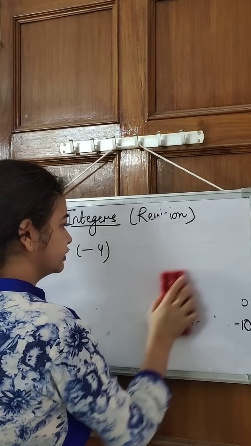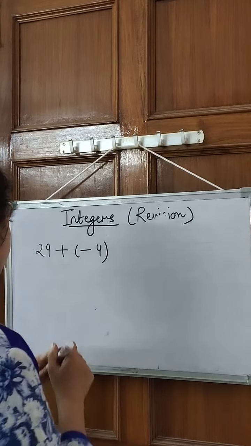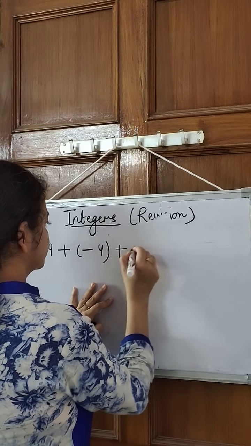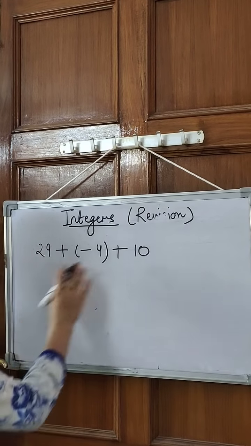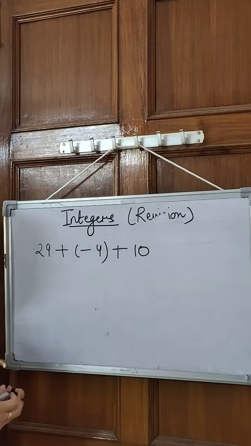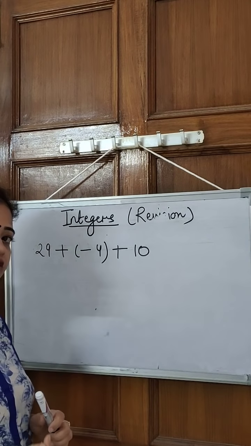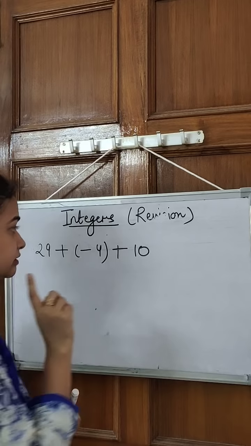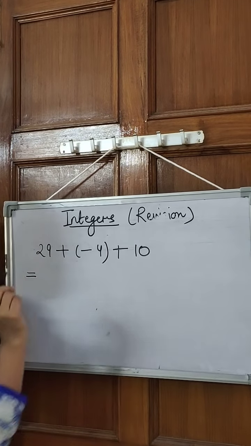Now in the same question, I add more than two numbers. Let's do this. I am adding 10. Now I have three numbers here, and along with it we have a bracket as well. So what is the first step? It is to solve the bracket. After that we'll do anything else. So the first step says solve the bracket.